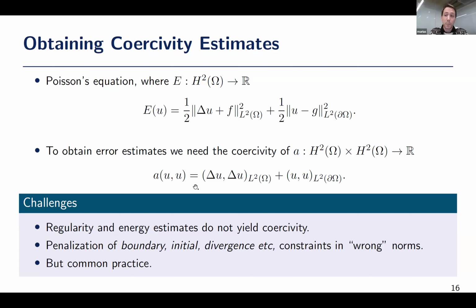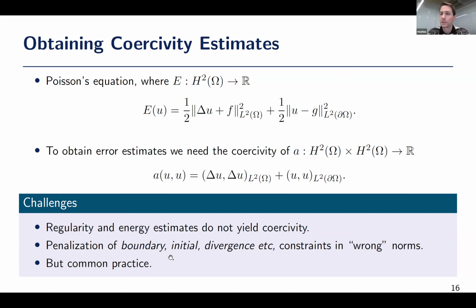And you can immediately observe that regularity estimates, which would maybe be a canonical tool here, will not just do the trick, because you're penalizing L2 on the boundary. And if you were to use regularity estimates, the natural norm would be H^{3/2}. And this is the same for initial and divergence constraints. These are all always done in practice in the L2 norm.